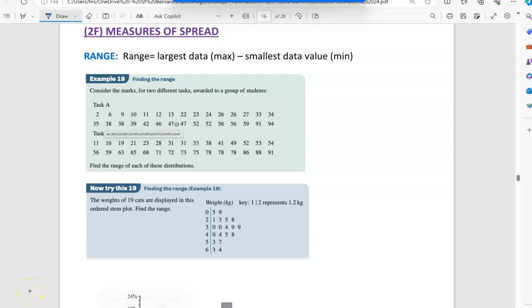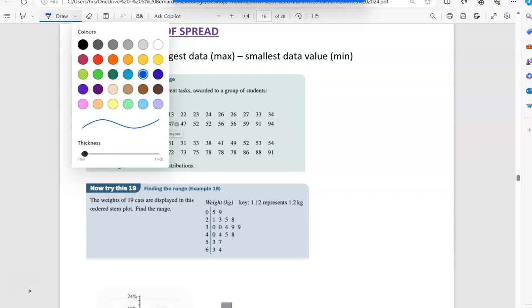All right, so we've been looking at univariate data, and we looked at ways of displaying it, and now we are looking at ways to compare it. Last lesson, we looked at measures of center, and now we're going to look at the measure of what we call the spread.